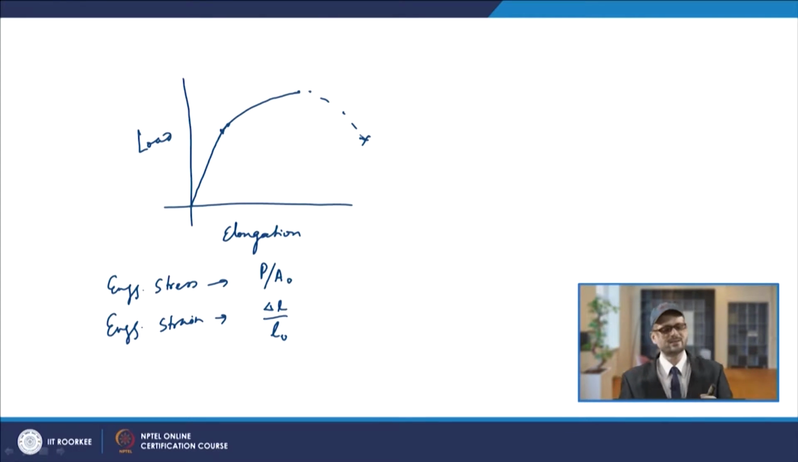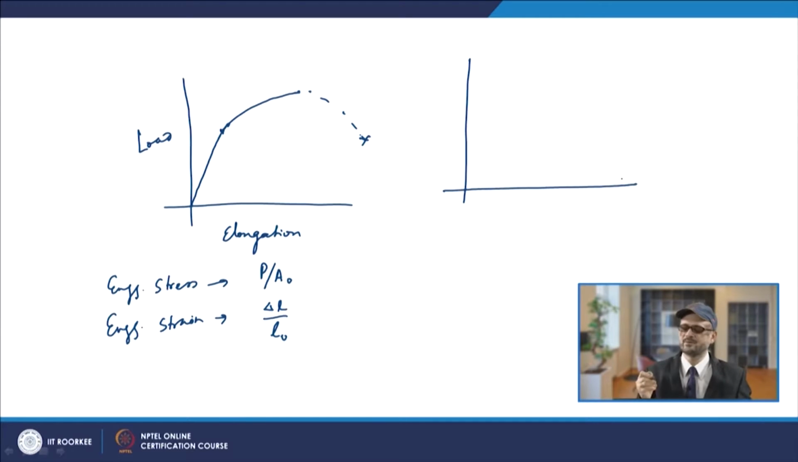Now, that is basically known as the engineering stress-engineering strain curve. In this case, you are calculating the value of stress and strain based on the original area, A naught.